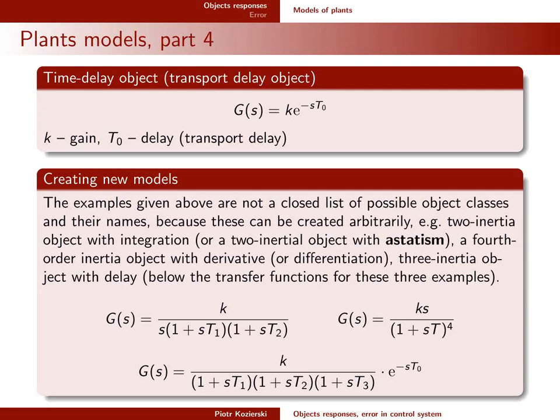Additionally, please keep in mind that the presented object models are not all possible, because they can be created freely. At the bottom of the slide, one can see the transfer functions for a 2 inertia object with astatism, for a fourth-order inertia object with derivative, and for a free inertia object with delay. Based on the object name given in the task, one will need to be able to write the appropriate formula and perform calculations.